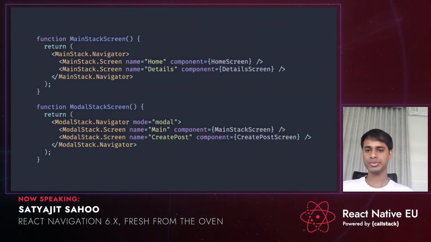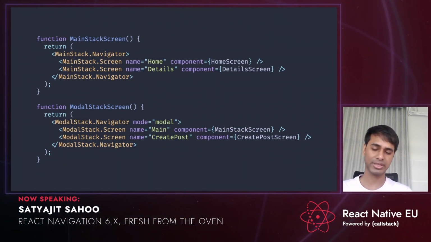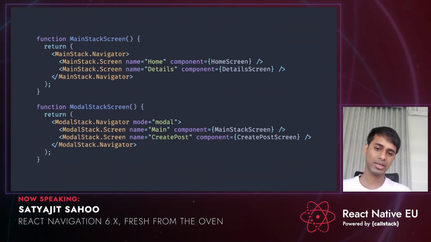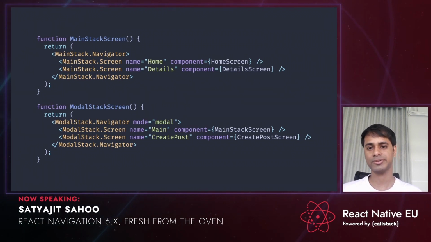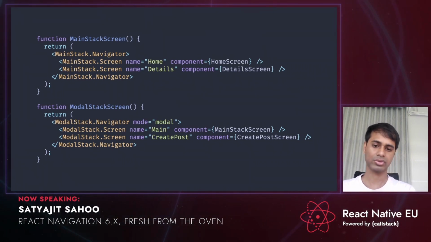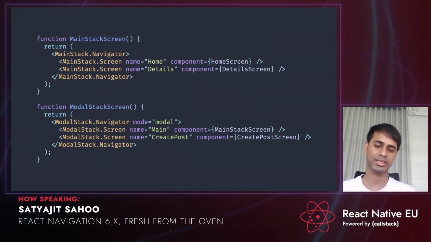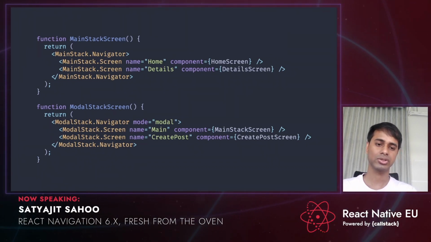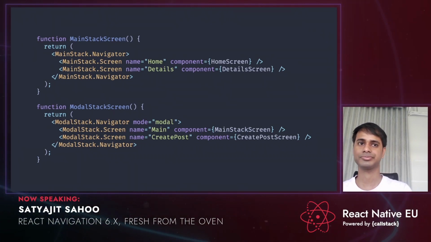One of the alternatives, one of the use cases for nesting navigators, is modal and regular screens. Earlier you had to have a modal screen at the root, and then as a child you had to have a regular stack. So you put all of the modal screens inside this modal stack and all of the regular screens inside of this regular stack. It was not possible to mix modal screens and regular screens. So you had to have two stack navigators.